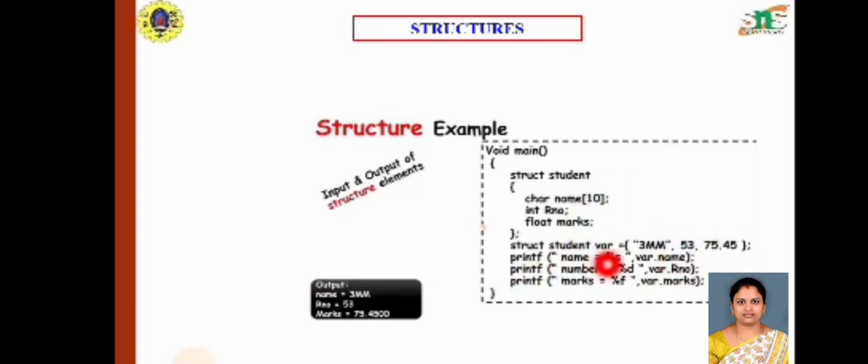printf name is equal to %s. Since it is a character data type, I have used the %s format specifier, comma variable dot name. So this is the variable which is going to access the members of this structure. Variable dot name. Then printf number is equal to %d, variable dot roll number. Next printf marks is equal to %f, variable dot marks. So this will be the output: name is equal to 3mm, roll number is equal to 53, marks equal to 75.450000.